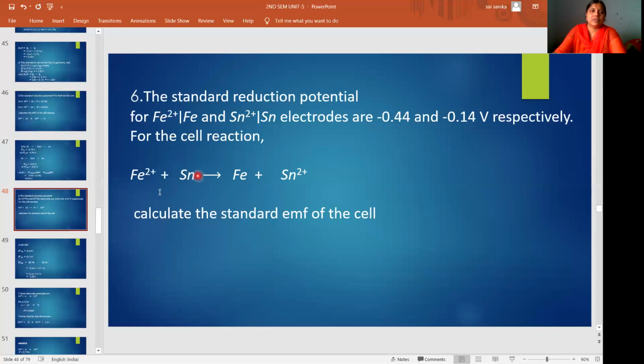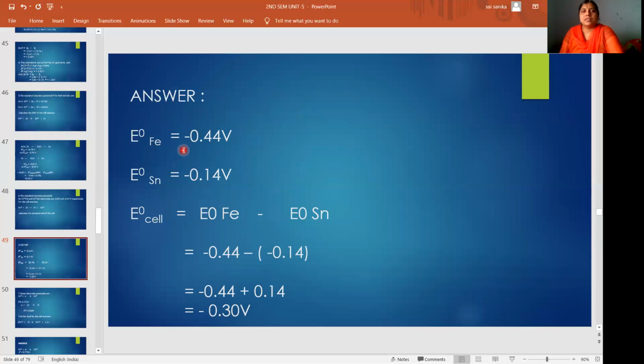So by this reaction, charge gaining means it is undergoing oxidation. Charge losing means it is undergoing reduction. So here, reduction potentials. So E0 of iron minus E0 of tin, cathode minus anode. So minus 0.44 minus (minus 0.14), minus 0.44 plus 0.14. So the answer is minus 0.30 volts. Okay, so here the minus symbol, because 0.44 is greater than 0.14.